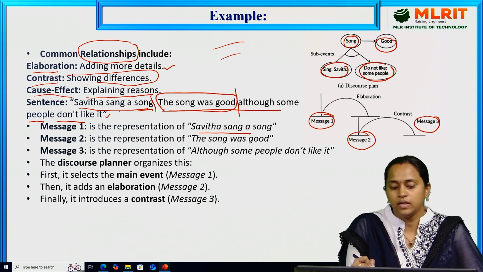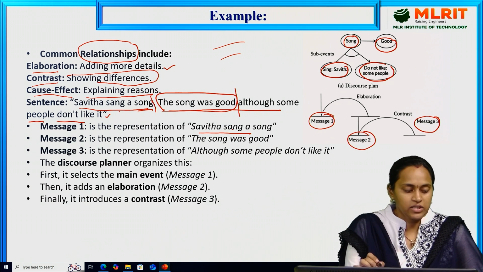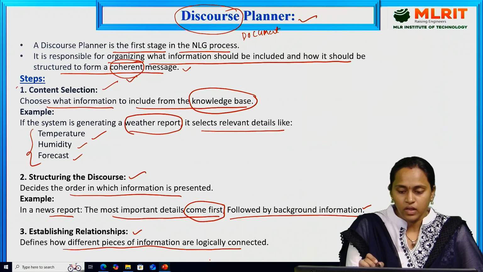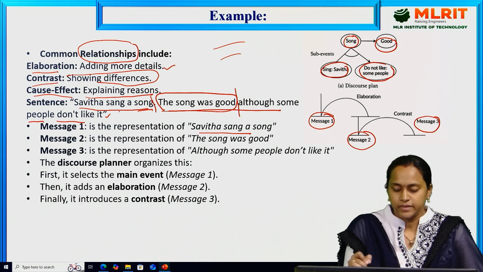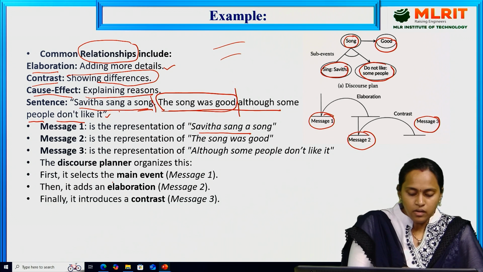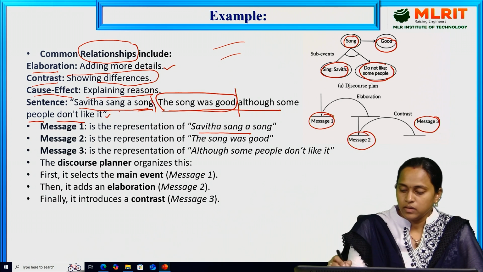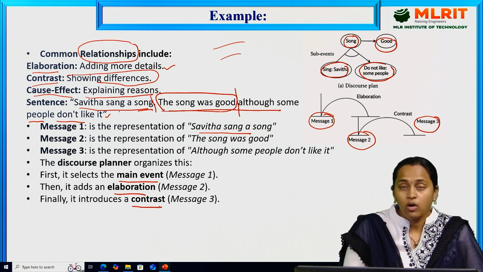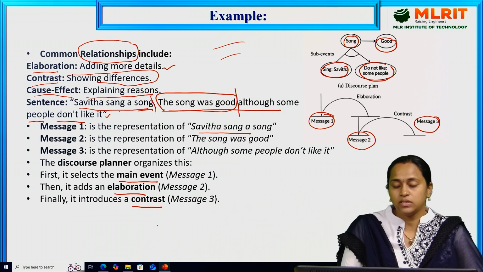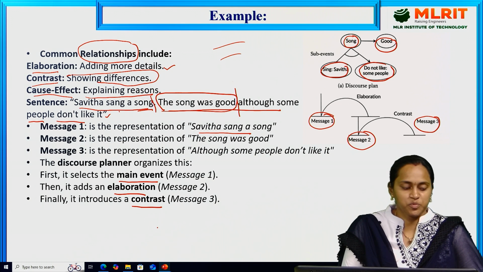This is about the content selection and discourse planning and structure of the sentence. So here how we are planning means first we select the main event, then elaborate the event, then contrast the event. This is all about the example of the discourse planner, right?